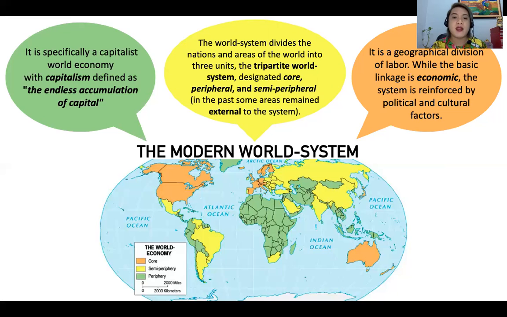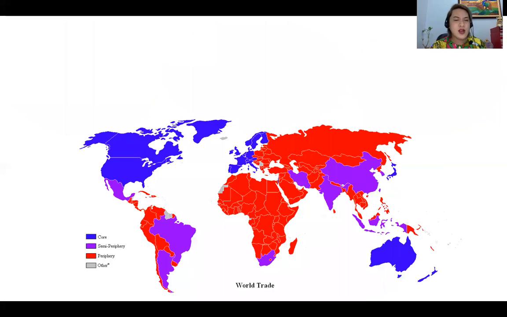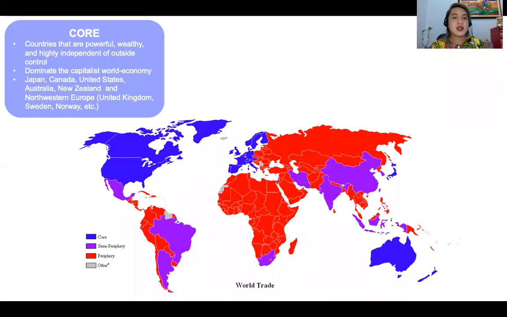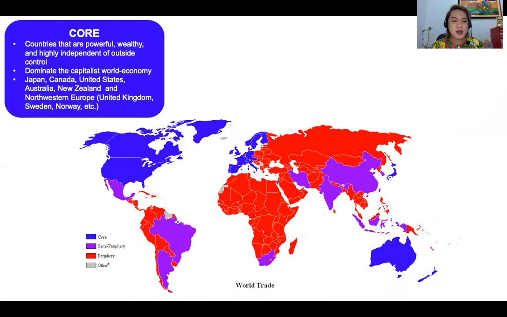In the past, some areas remained external to the system. Take note, even though Immanuel Wallerstein claimed that the world is divided into three, there are still countries and states that are not part of this tripartite world system, and they are called the external system. Okay? So now, let us look at how Immanuel Wallerstein made the tripartite world system. Let us start with the core. What does it mean by the core?